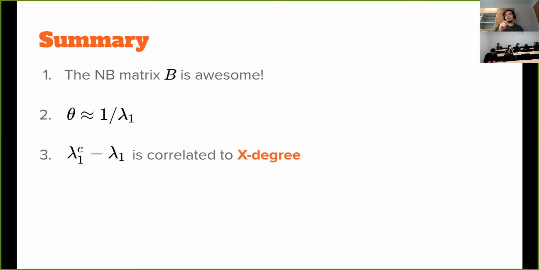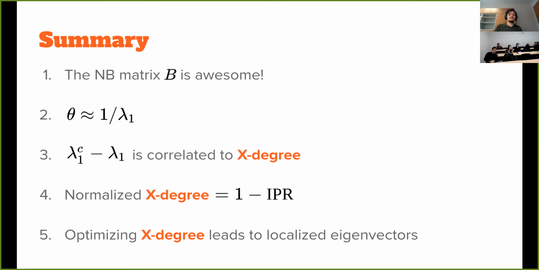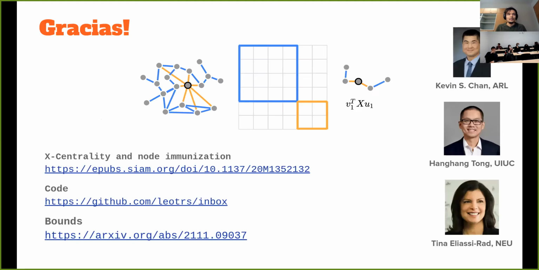The drop in the eigenvalue when you remove a node is correlated to the X-centralities: X non-backtracking centrality or X degree centrality. Normalized X degree is the same as 1 minus the inverse participation ratio of the square of the X's degrees of my neighbors. And growing a graph by optimizing for X degree leads to a localized non-backtracking eigenvector. There is much more to say, but I would like to leave some time for questions.